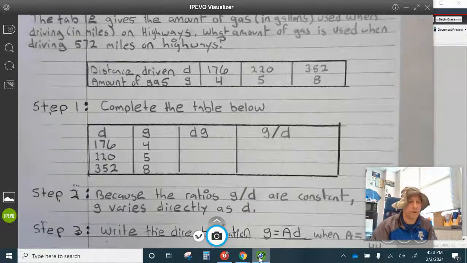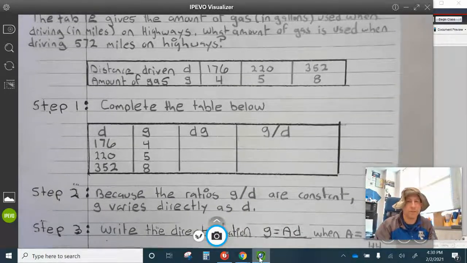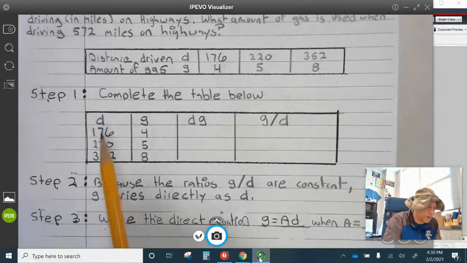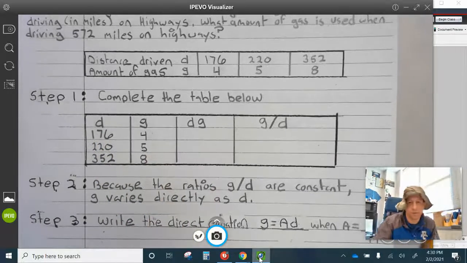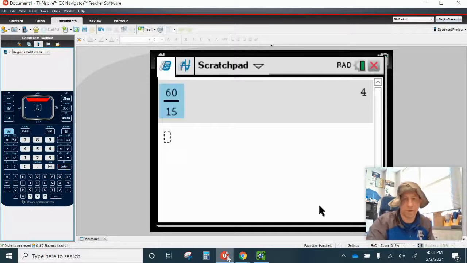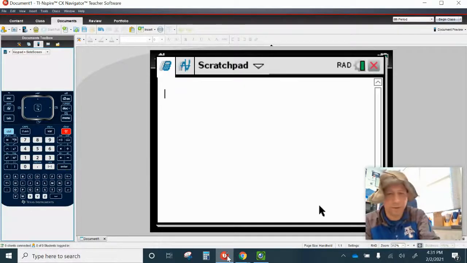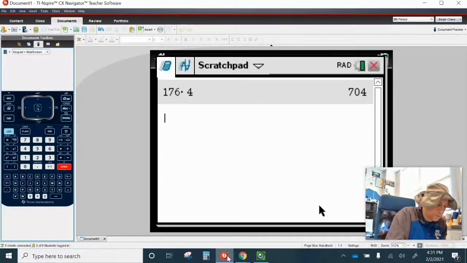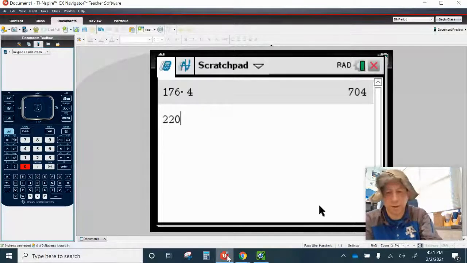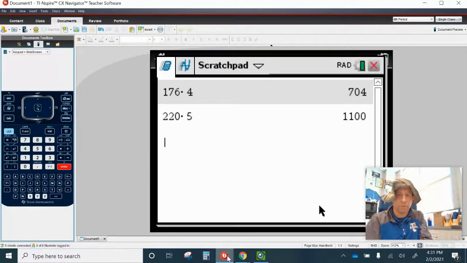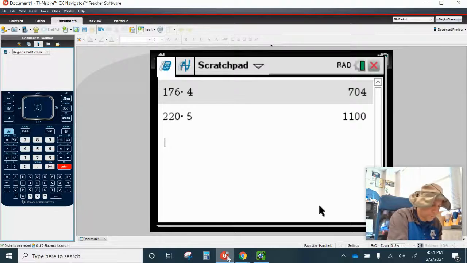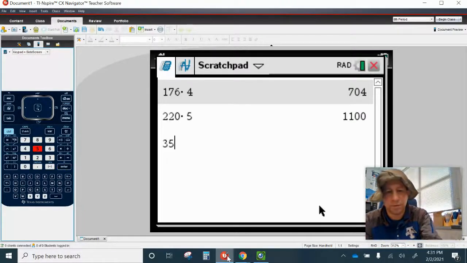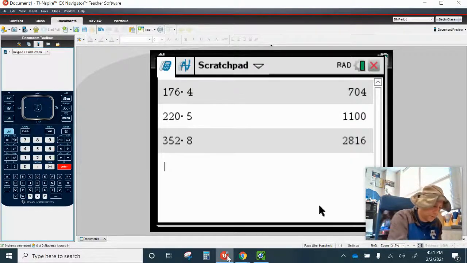All right, so first off, we have the table. Now step 1, complete the table below. So we're going to multiply D times G. Let's do that first. We can use our Inspire. 176 times 4 is 704. 220 times 5 is 1,100. And 352 times 8 is 2,816.